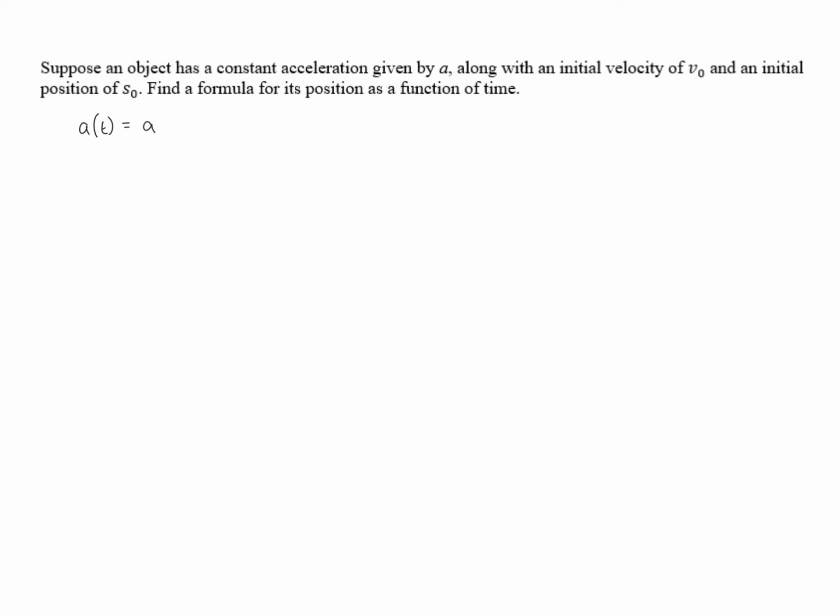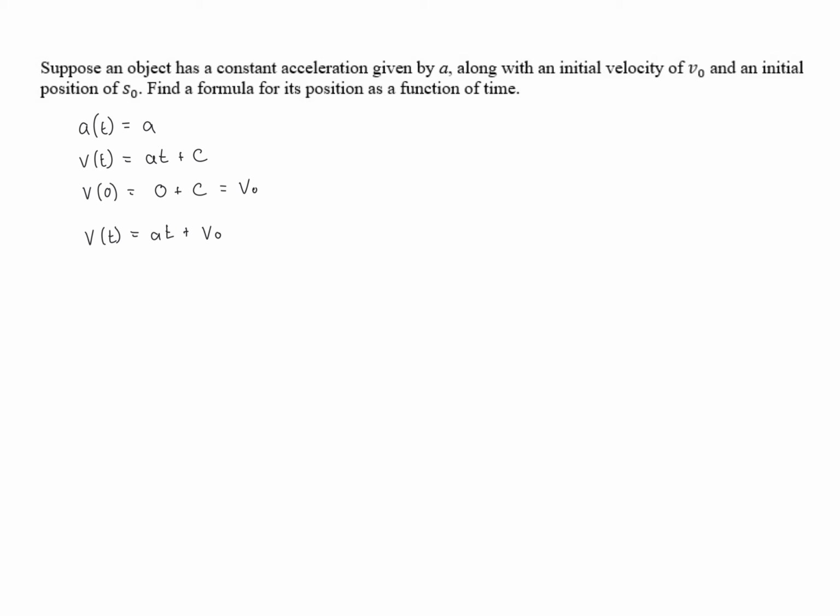So let's antidifferentiate. The antiderivative of acceleration is velocity. The antiderivative of a is going to be a times t plus a constant. But we know the initial velocity is v naught. So the velocity at time 0, which gives us 0 plus c, or just c, equals v naught. So we can replace c with v naught. So the velocity function is the acceleration times time plus v naught.